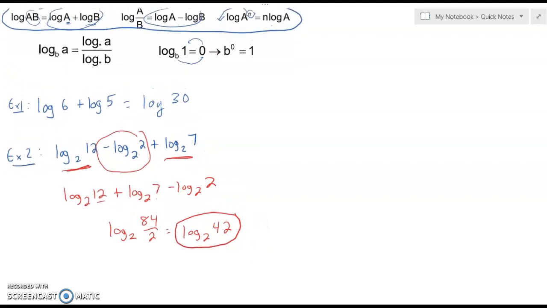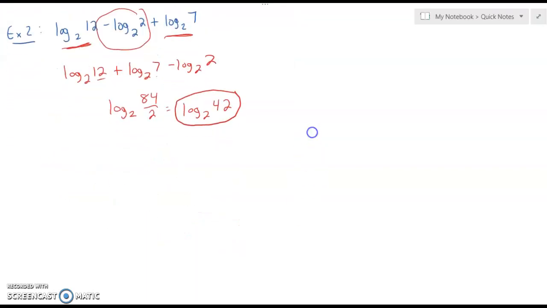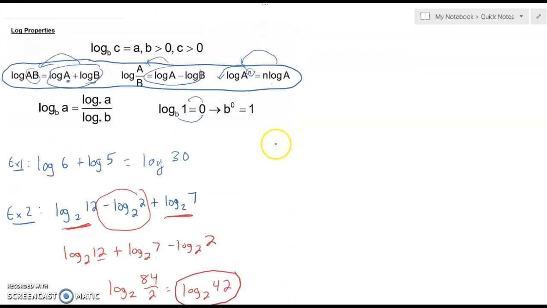Alright, what about a problem with some coefficients? So let's pick one like this. Example 3, we're going to do 2 log of 8 plus 5 log of z. So I do have some numbers in front, which means I'm going to turn those into exponents using this rule right here. So that 2 that's on there is going to go up here. That 5 that's there is going to go here.